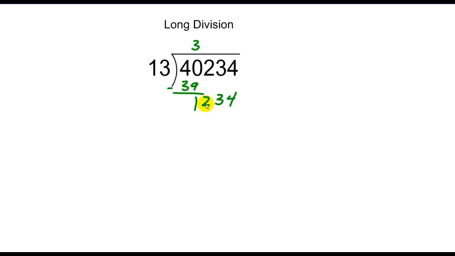13 goes into 12 how many times? 0 times, so we put a placeholder there. And then we'd say, well, 13 goes into 123 how many times? And that's going to go in 9 times, which gives me 117. Do the subtraction again, we get 6 and a 4. And then 13 goes into 64 4 times, and we multiply to 52, subtract once again, get 12, and that's our remainder.